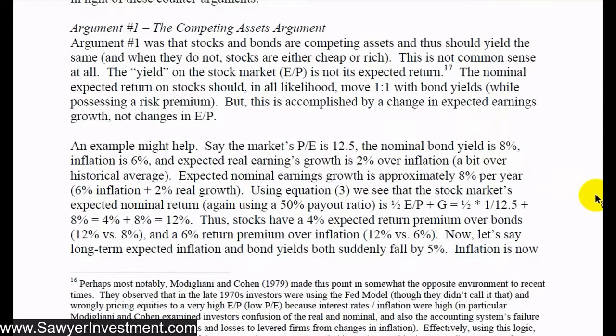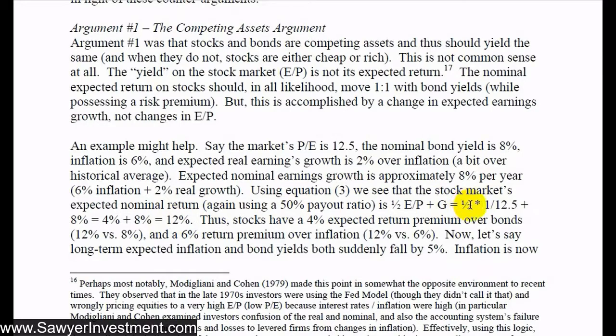Alright, so we've got a good example here. Let's say the PE ratio of the market is 12.5. The nominal bond yield is 8%, inflation is 6%, and expected real earnings growth is 2%. So that's in excess of inflation. That would mean the expected nominal earnings growth rate is about 8%, and that's the 6% inflation plus the 2% real growth rate. So if we plug these figures into equation 3 that we saw before, we get that the return to the stock market should be about 12%.